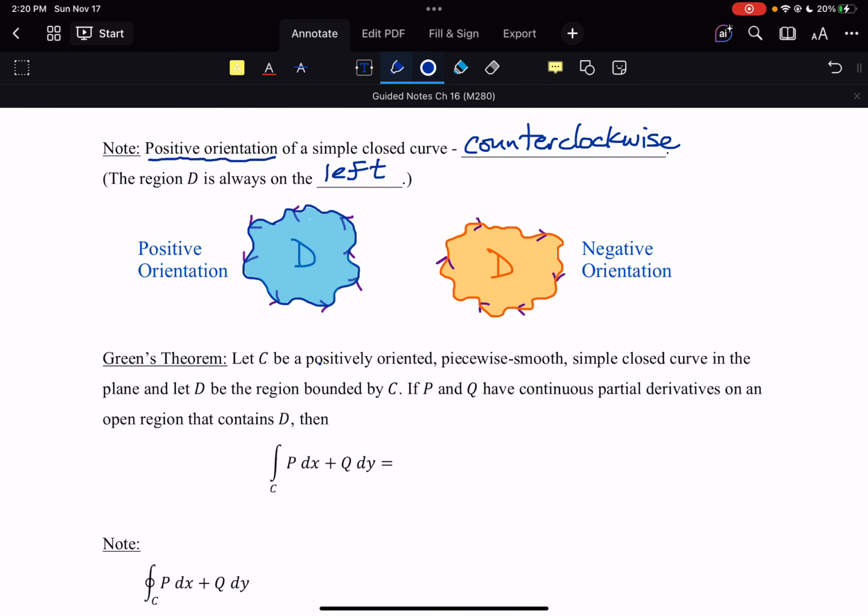So let C be a positively oriented, piecewise smooth, simple closed curve in the plane, and let D be the region bounded by C. If P and Q have continuous partial derivatives on an open region that contains D, then the line integral over C of P dx plus Q dy is equal to the double integral over D of the partial derivative of Q with respect to x minus the partial derivative of P with respect to y, dA.